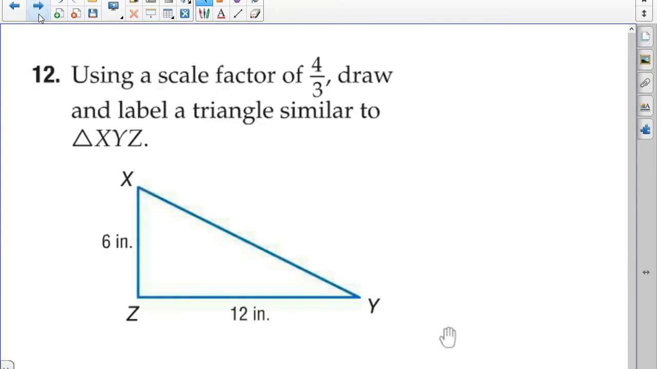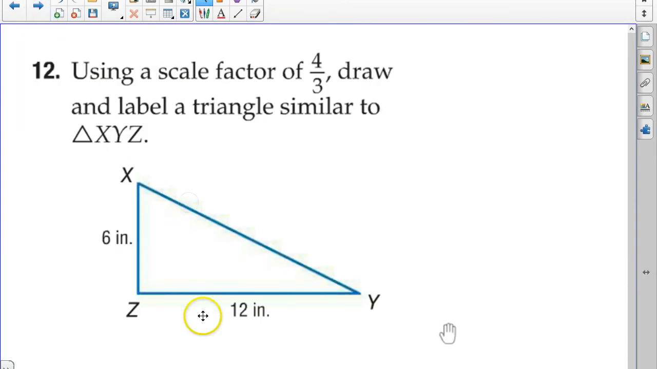Okay. Let's see. Last problem I want to look at then is number 12. Using a scale factor of 4/3, or 4 to 3 basically, draw and label a triangle similar to XYZ. Now, what that means for us is we say 4 to 3, 4 is the new, 3 is the drawing of the original one. So I want to have a triangle that's similar to that one that has a ratio of 4 to 3.